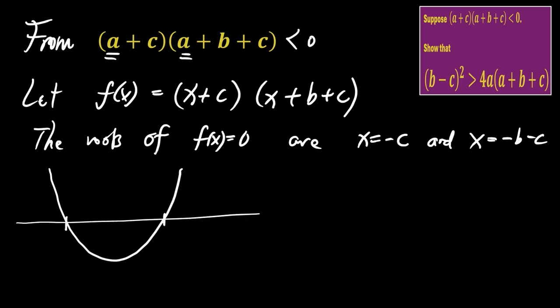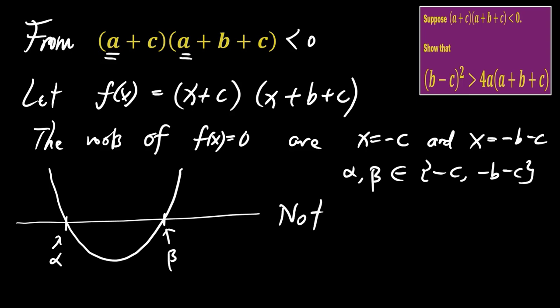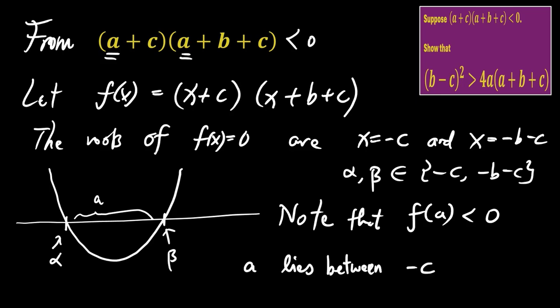We do not know if −c or −b − c is bigger, but we know that one of them must be alpha and the other one must be beta, where alpha, beta are −c, −b − c. Now, note that in this case, f(a) is negative. If f(a) is negative, meaning that a must be in between alpha and beta. So a must be in between −c and −b − c. So this is the information that we can get from the condition.